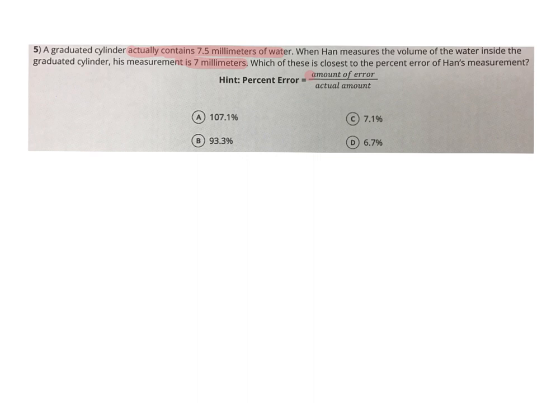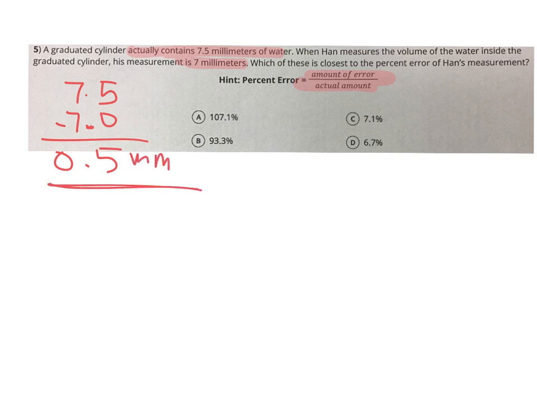Now, the way you calculate percent error is basically a percent. You find how much you are incorrect by, and divide that by the actual amount. So it's real simple. To find the amount of error, you have 7.5, what it actually is. Take away what he said it was, and the difference is the amount of error that he had. So it's basically just 0.5 millimeters. And you're going to divide by the actual amount, which was 7.5, and you're going to get 0.06 repeating.